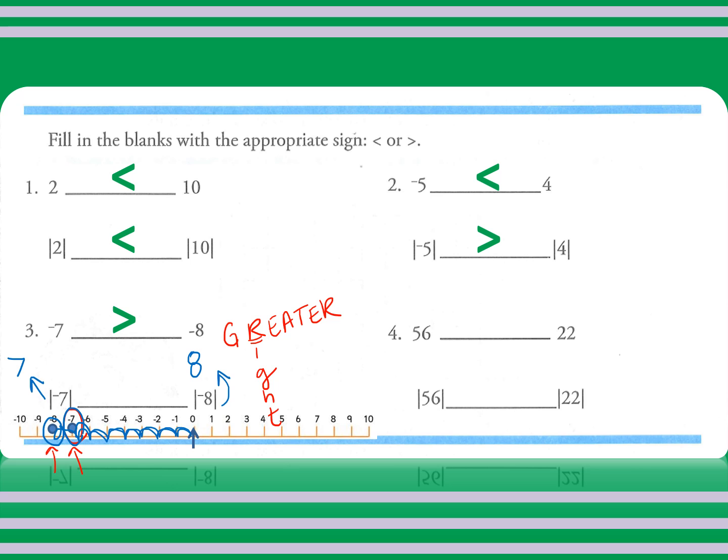Now, if we plot that, 7 and 8 would be here on the number line. 8 is to the right of 7. The value of 8 is right of 7. So 8 is greater than 7.